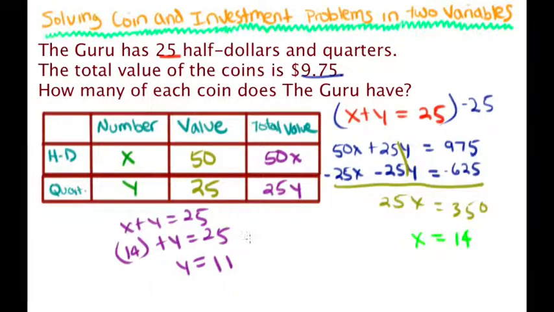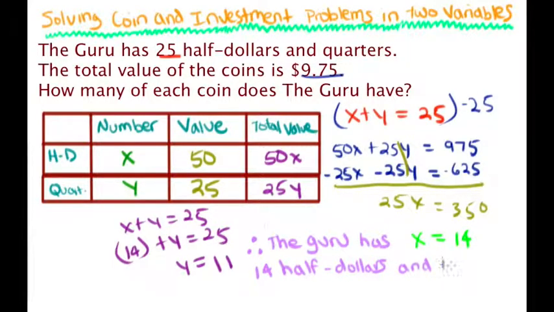So our final answer would be, therefore, the guru has 14 half dollars and 11 quarters. So that's our final answer. And we can check it.